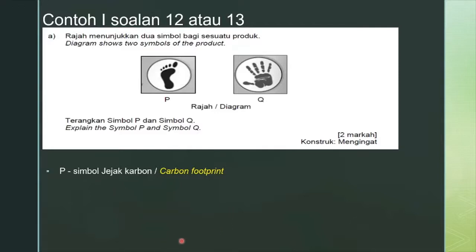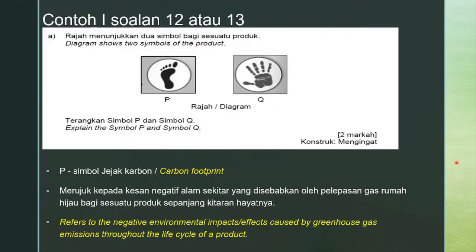So let's see. Now, this is the explanation of symbol P. Ini adalah penerangan untuk gambar simbol P. Ya, anak murid boleh menggunakan nama dia, jejak karbon, carbon footprint for the first symbol P. The name is carbon footprint.